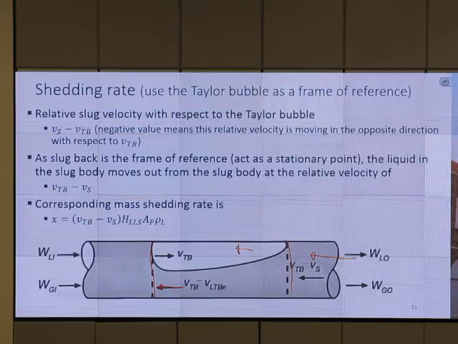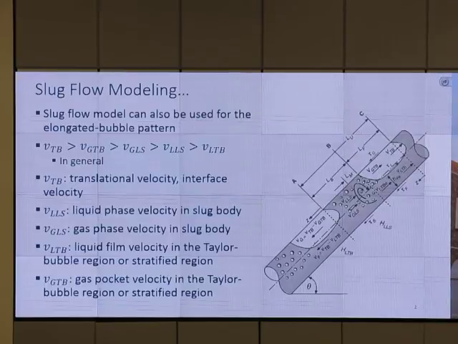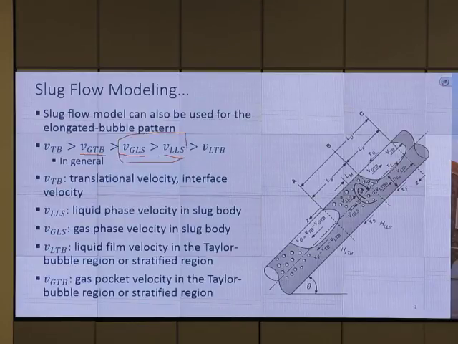For horizontal flow, VLLS and VGLS are identical, and they are equal to Vs and equal to Vm. It's not in the Taylor bubble itself. Okay, look at this. If you have upward flow, VGTB is greater than VGLS and VGLS is greater than VLLS. This is not in the Taylor bubble. This part is in the slug body. For horizontal flow, both of them are the same, equal to Vm and Vs.